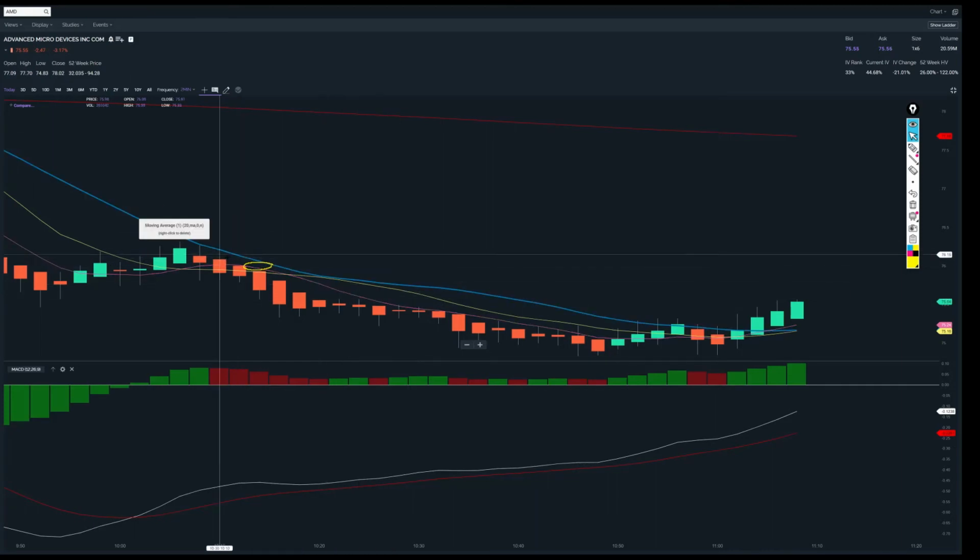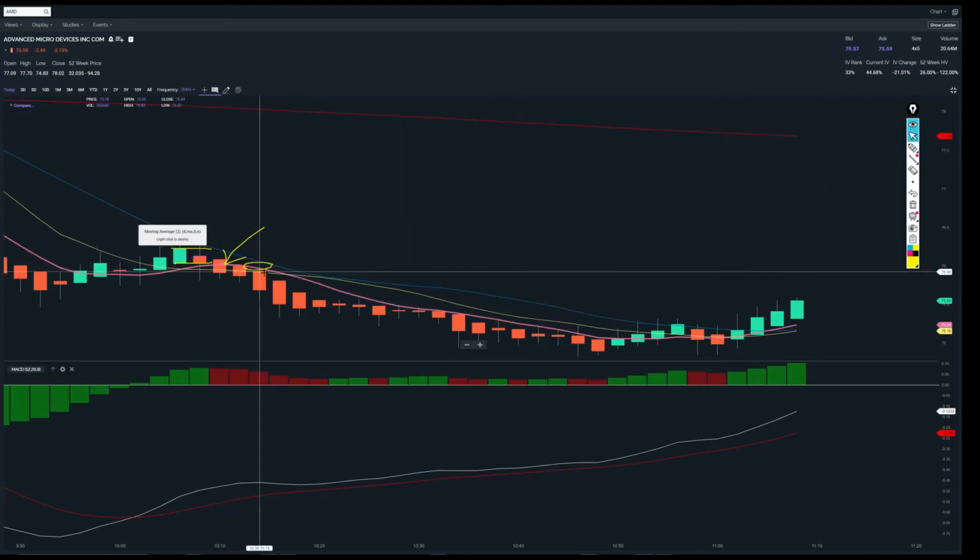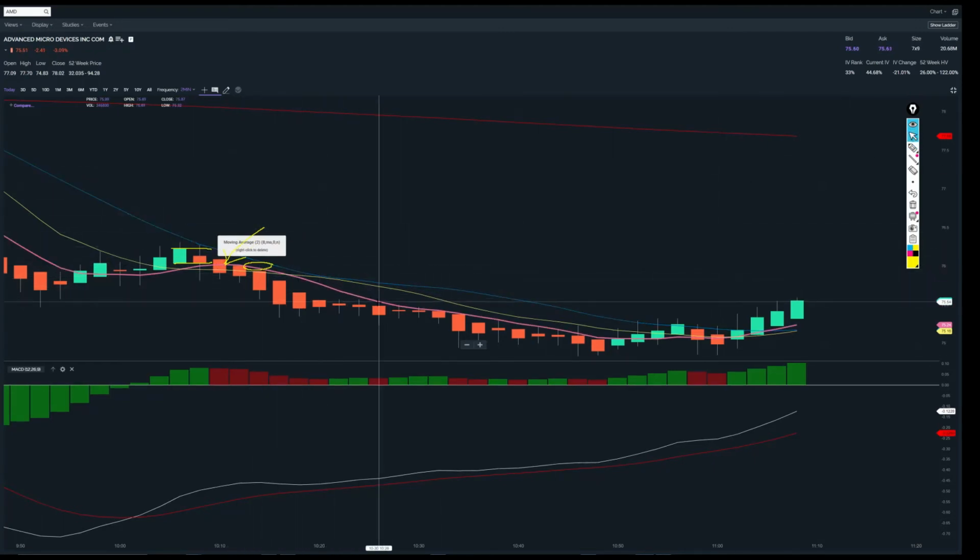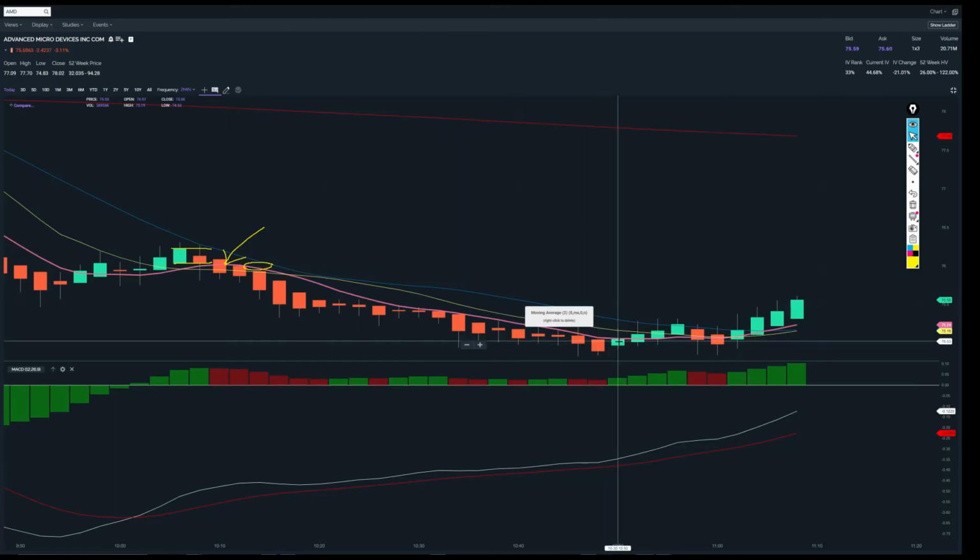Now, like we said, this was our entry point. After the breakout of this range, this was our entry point into the trade. And now we're locked into the trade. We're under the 8-period moving average. We stay in that trade until the price action stops respecting the 8-period moving average. So here, we start to bounce up against it.